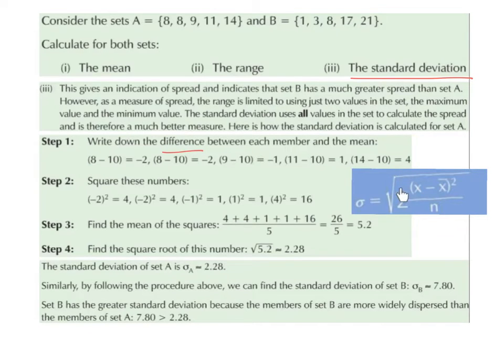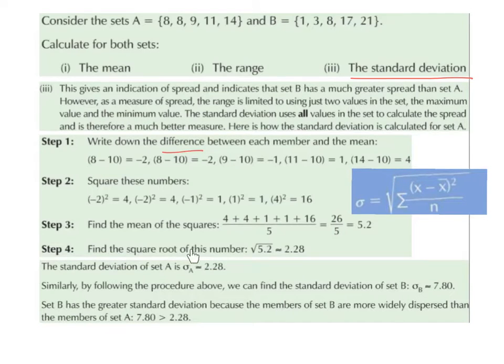So this is where the sum of symbol comes into play, and also the divide by n, which is the amount of values. Sum of means we add these all together, and then we divide by the amount. So it's going to be 4 plus 4 plus 1 plus 1 plus 16, all divided by 5, because remember we had 5 values in our set, which gives us 26 over 5, which is 5.2. Now we just have to apply the square root.